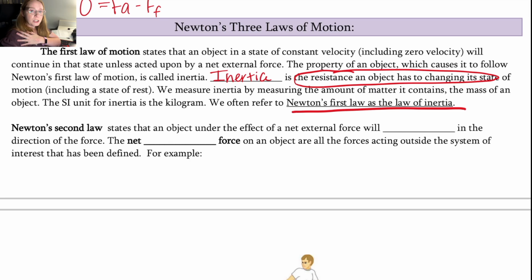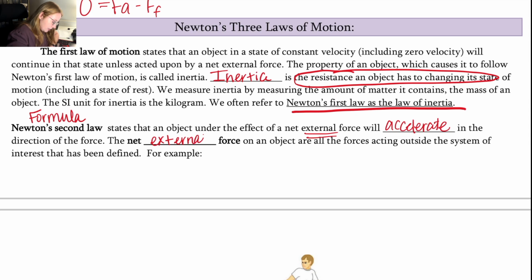And you will have to know which law is which for the AP exam, because sometimes it'll just say justify using Newton's first law or Newton's second law, and you're going to have to know which one's which. Newton's second law is known as the formula law. It states that an object under the effect of a net external force will accelerate in the direction of the net external force.